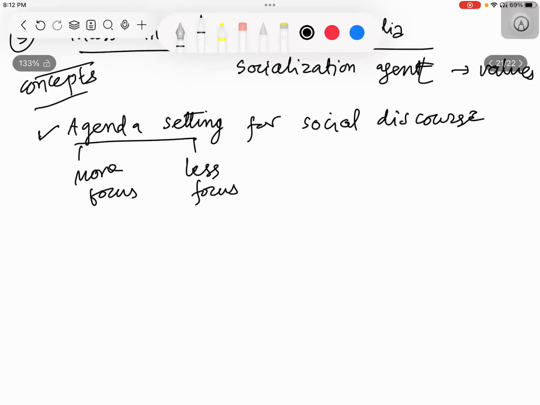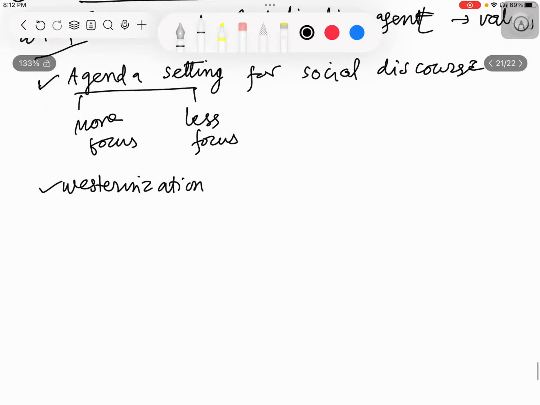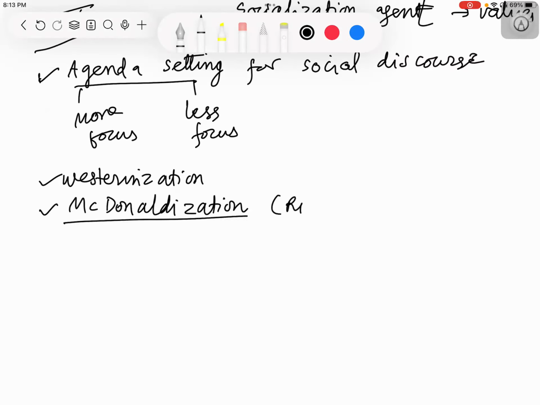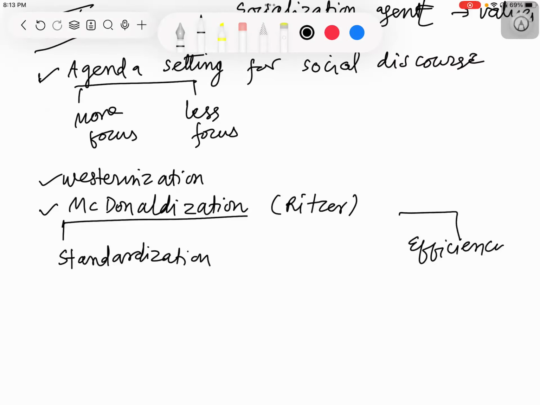You can say that mass media and social media are also helping towards westernization in India. Westernization is coming gradually. You can even talk about McDonaldization, which we had discussed in society class. Can you tell me the meaning of McDonaldization? Standardization and efficiency, and relatively lower quality at the cost of efficiency, right? Uniform service, everything uniform. So there is uniformity, standardization, efficiency, all of these.